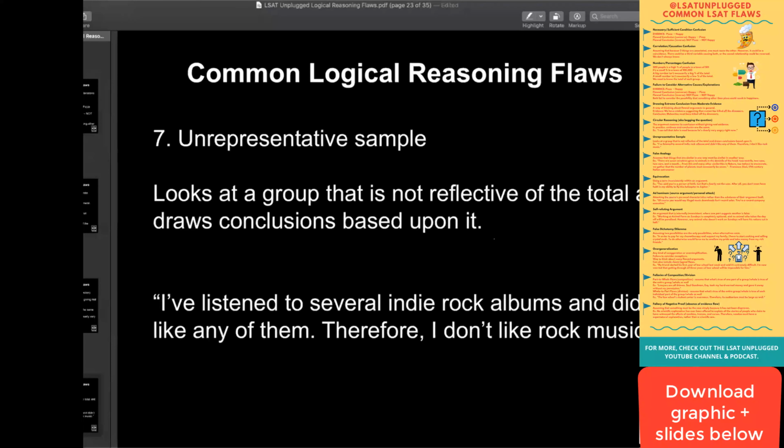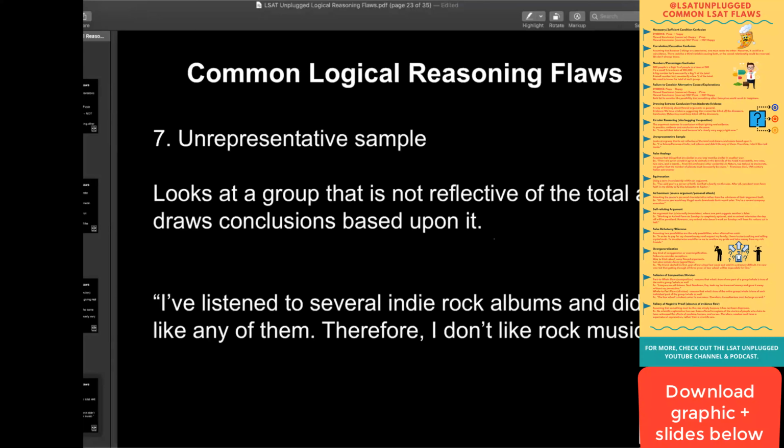You could also think of this as a part-to-whole flaw in particular, saying that indie rock in particular is representative of rock music overall, or what is true of one subgenre of rock is true of rock as a whole. So this example could actually be framed as part to whole. I framed it here as an unrepresentative sample, but I think both interpretations here would actually be valid.